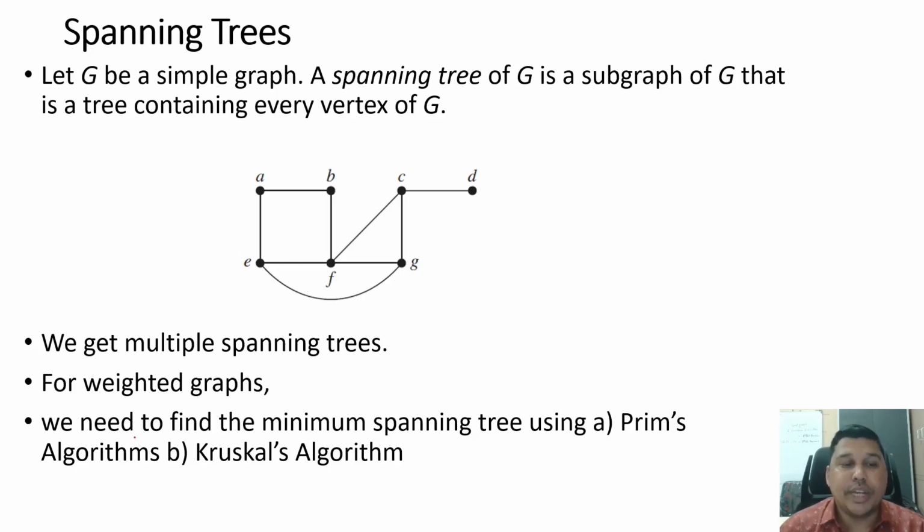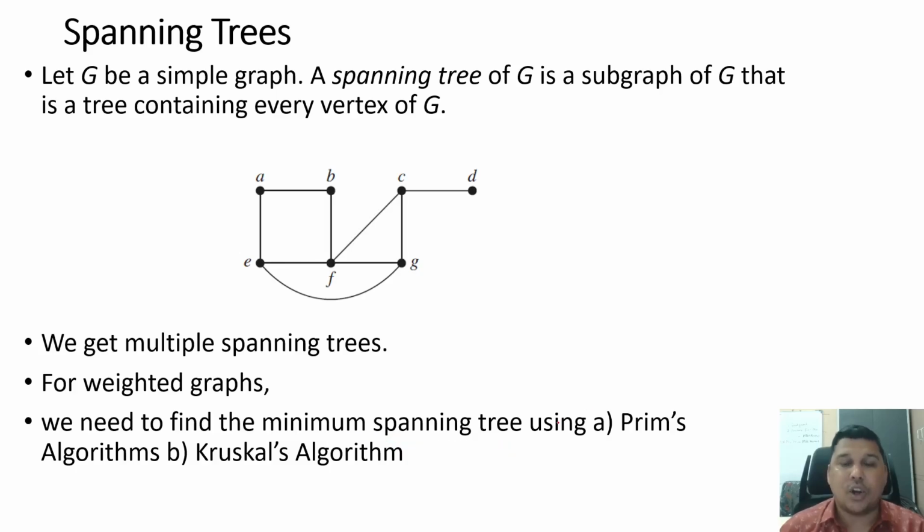So we need to find out the minimum spanning tree for a given weighted graph. It means a graph G can produce multiple spanning trees. Among those spanning trees, which one will give me the lesser cost? That we have to find out. So that is the problem here: minimum spanning tree, finding a spanning tree which will give me the least cost.